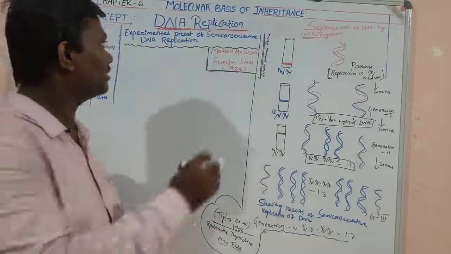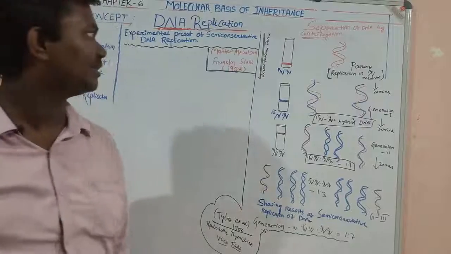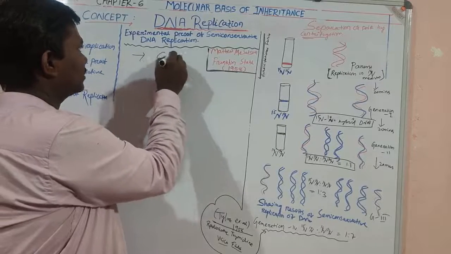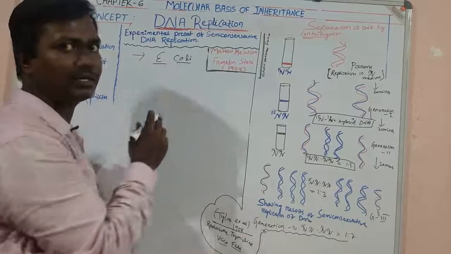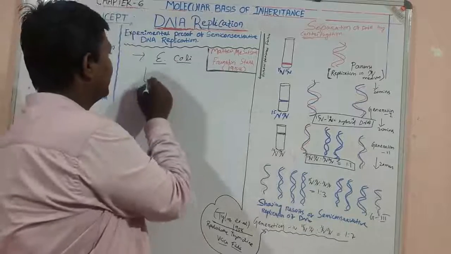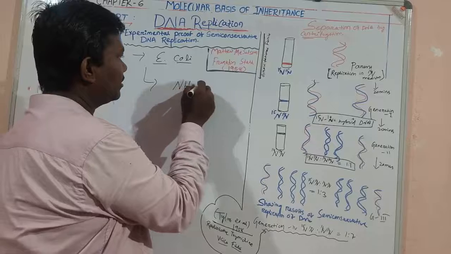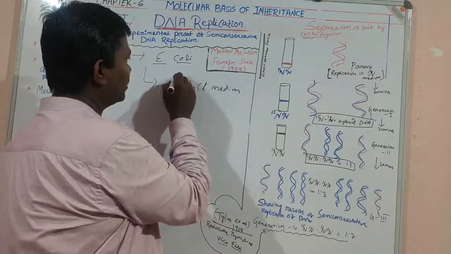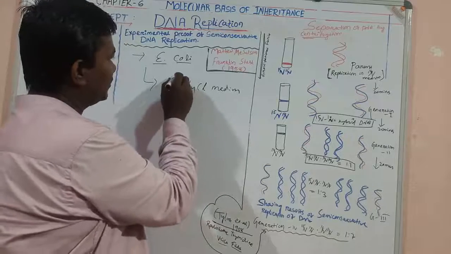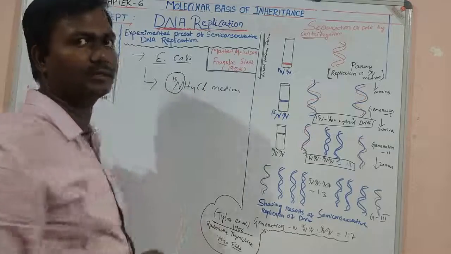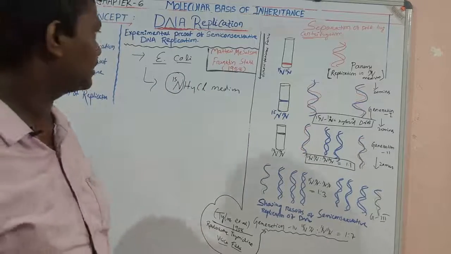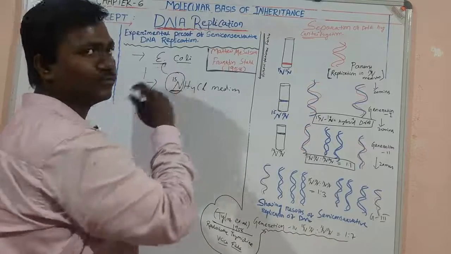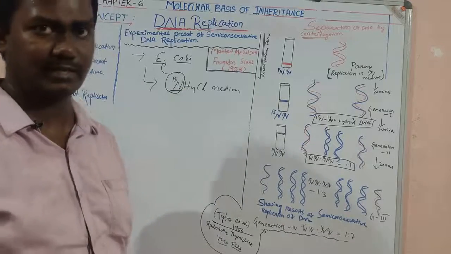The experiment was done by Matthew Meselson and Franklin Stahl in 1958. They took Escherichia coli and grew it in ammonium chloride medium, where in ammonium chloride the nitrogen was a heavy isotope, N15. Okay, after several generations, the N15 nitrogen was incorporated fully into the Escherichia coli bacteria.